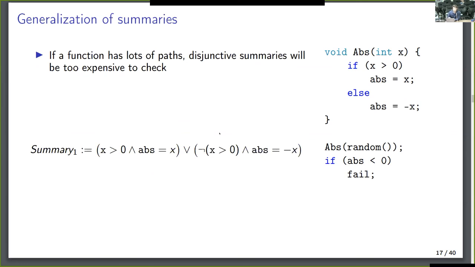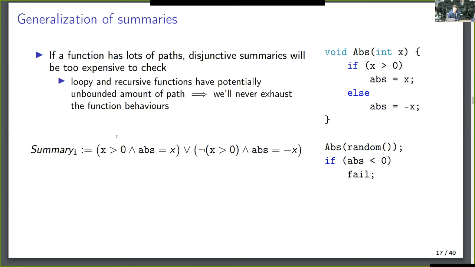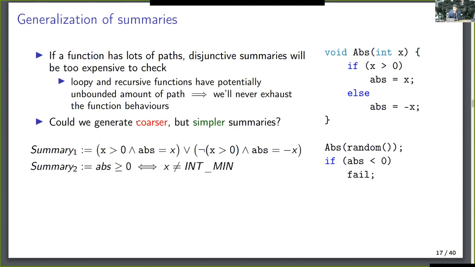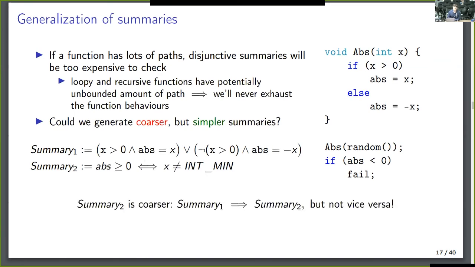So what's the problem? The problem is that the function has a lot of paths, and such disjunctive summaries might be expensive to check, and loops and recursive functions have even potentially unbounded amounts of behaviors, so we will never exhaust such behaviors with such disjunctive summaries. So in this case, we could over-approximate this summary by, for instance, this formula. We say that ABS is non-negative if and only if x is not the minimal integer. So we have some techniques for automated generalization of such summaries.